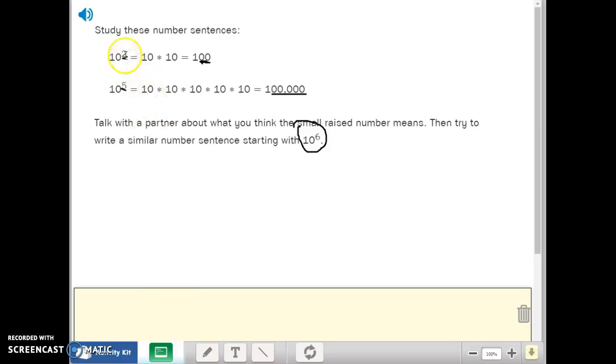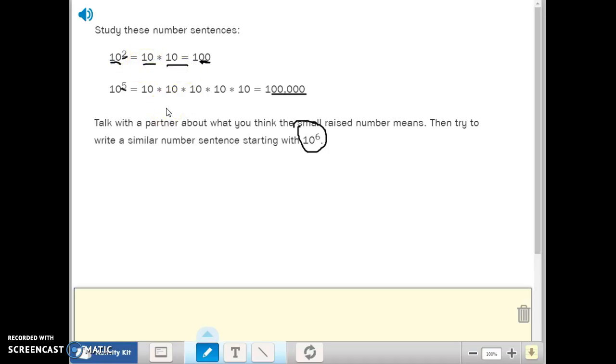So hopefully you're back here. A little pause there, but this 10 to the second power means 10 times 10. So it's basically taking whatever your base number is right here, and then whatever your exponent is, and then multiplying that together.